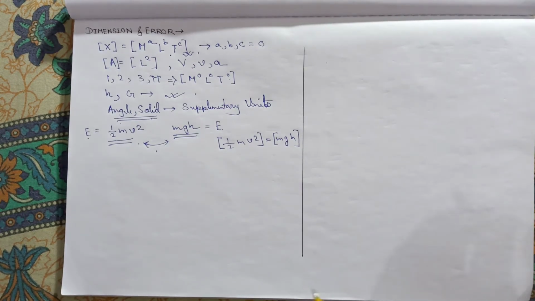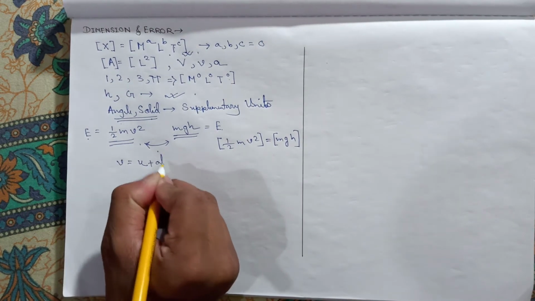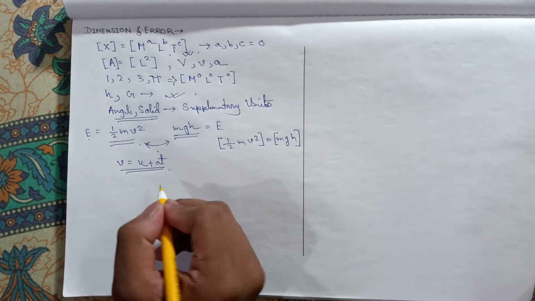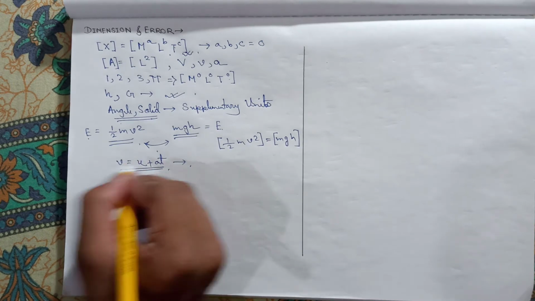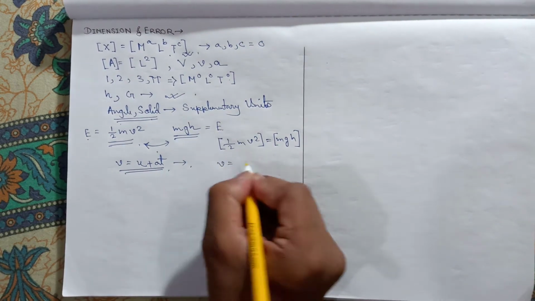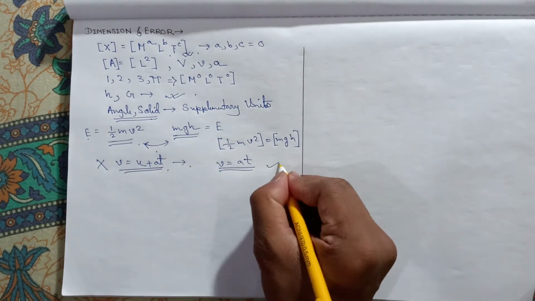But there are some limitations as well, because from dimensional analysis, or from the dimensional equations, we cannot derive a composite equation. What is a composite equation? We all know v equals u plus at, right? The uniform motion equations. We cannot derive such composite equations from dimensions.